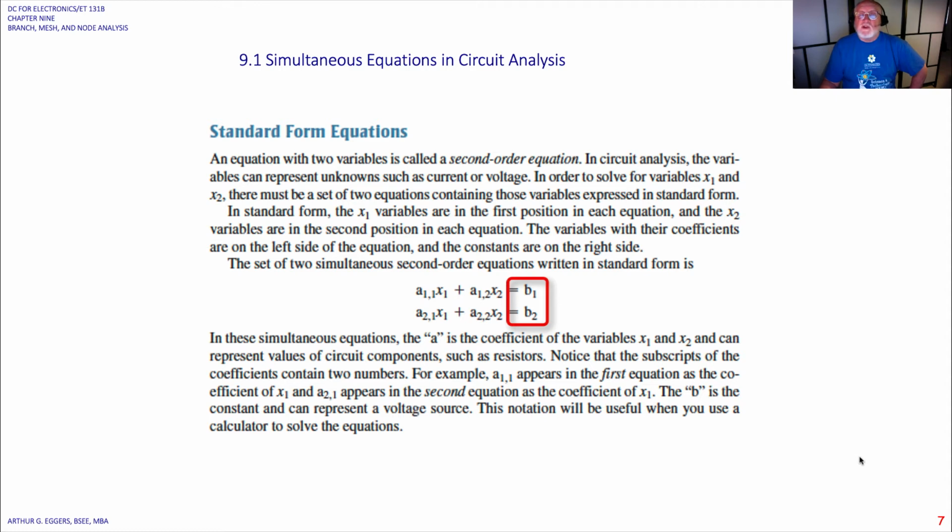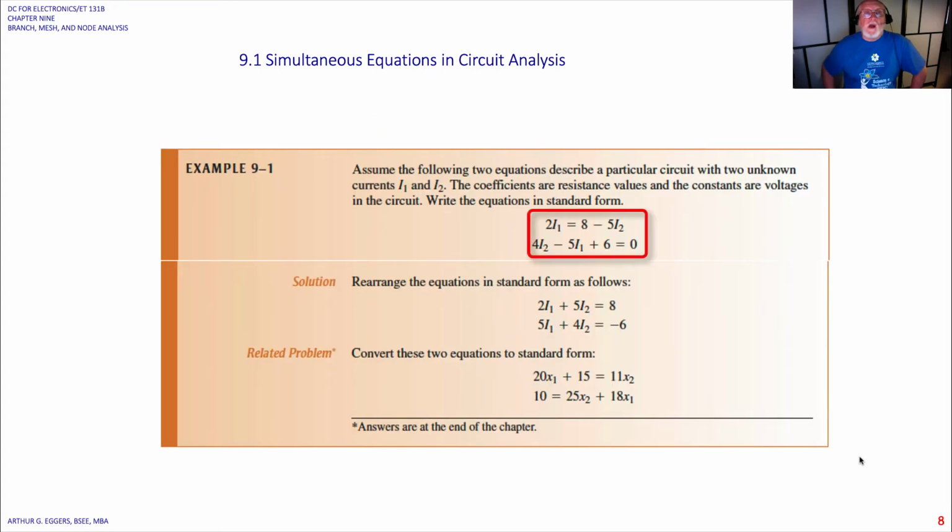This notation will be useful when you use a calculator to solve equations, especially if you've got a programmable calculator. If you like doing things in Excel, Excel is an excellent tool for solving these types of relationships because you can create arrays and set up solutions from those arrays. In an example here, assume the following two equations describe a particular circuit with two unknown currents, I1 and I2. The coefficients are resistance values and the constants are voltages in the circuit.